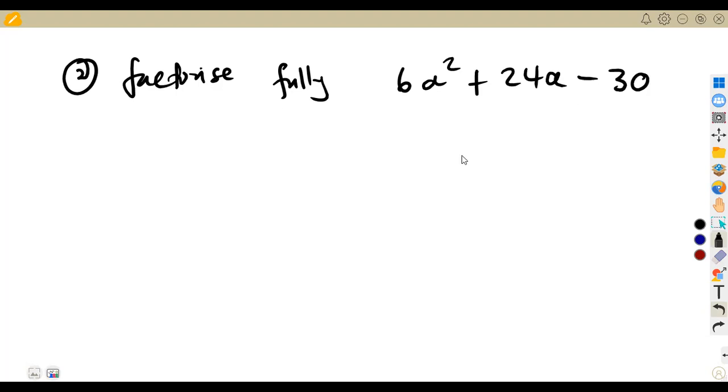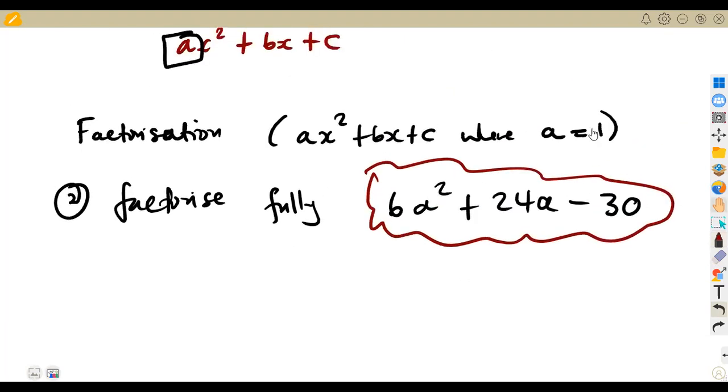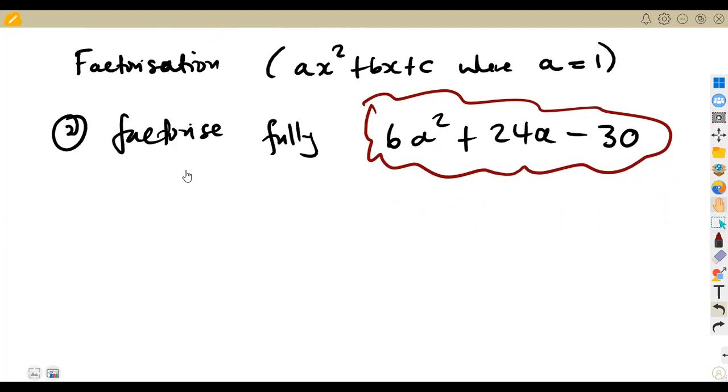Let us have it as minus 30 like that. So they can give us questions whereby the coefficient of a is not 1. Remember here I said the a that we have here is supposed to be a 1. So it's not like we are having a different expression. This one is just a question to confuse us.